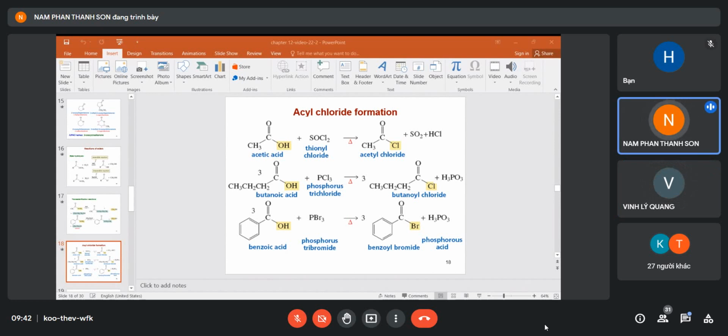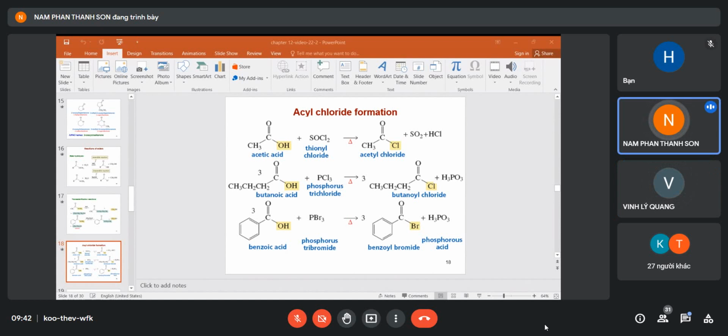So CH3COCl reacts with benzene to form what? What is the product of that reaction, Vinh? Benzoyl chloride. No, not benzene chloride, but it has C double O. Okay, the ketone. Okay, it has the ketone.